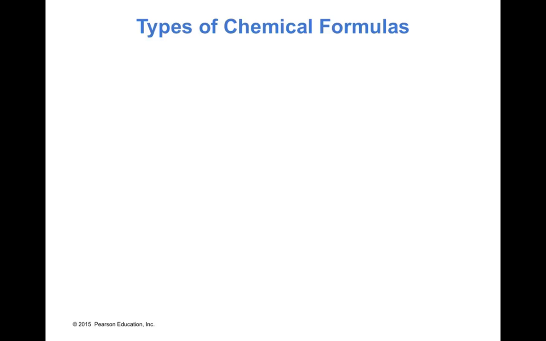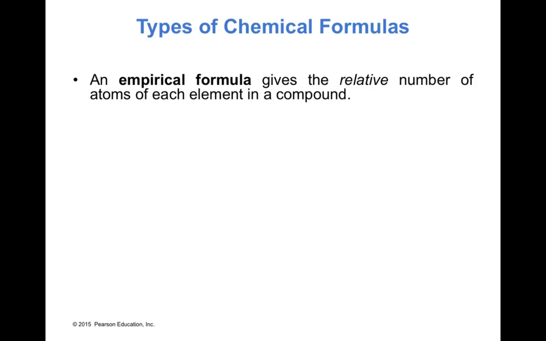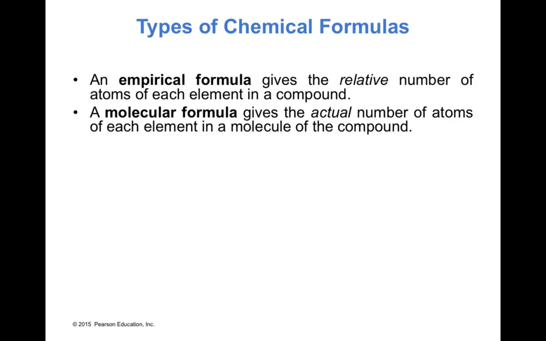Now, there are different types of chemical formulas. One of them is known as the empirical formula. This one gives the relative number of atoms of each element in a compound. The other one is known as the molecular formula. This one gives the actual number of atoms of each element in a molecule of a compound.